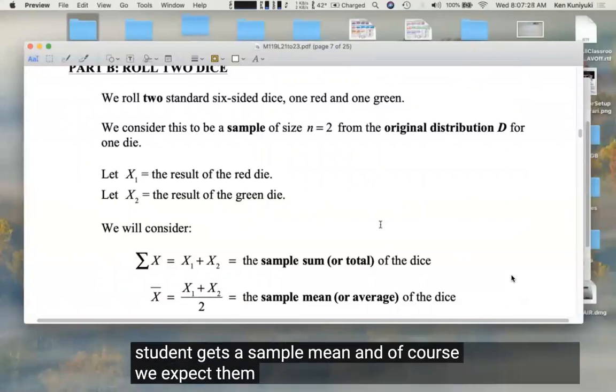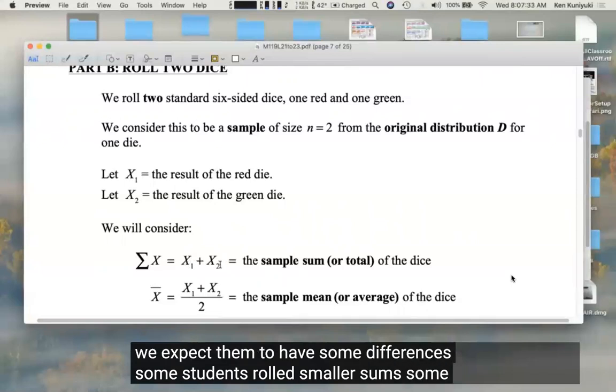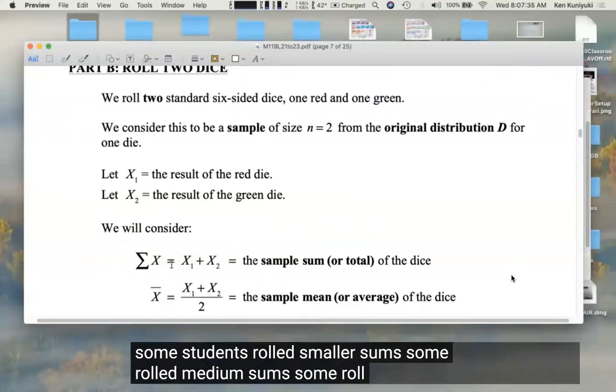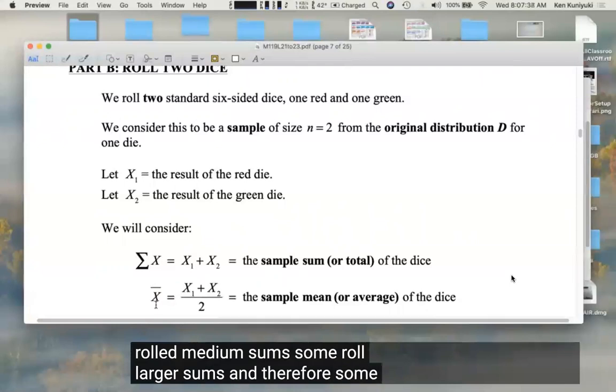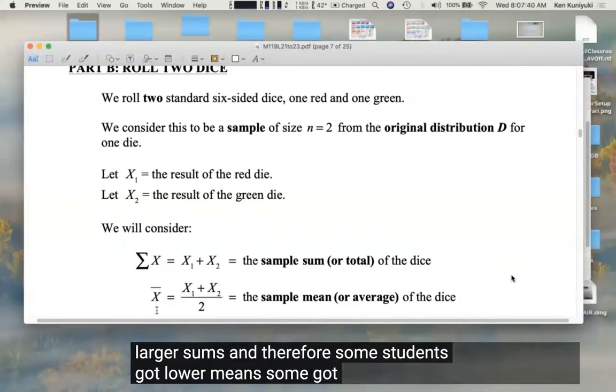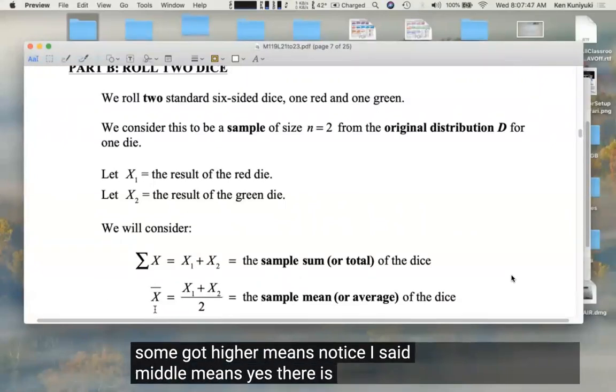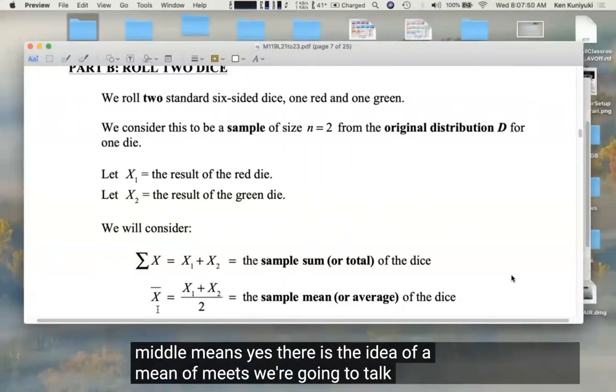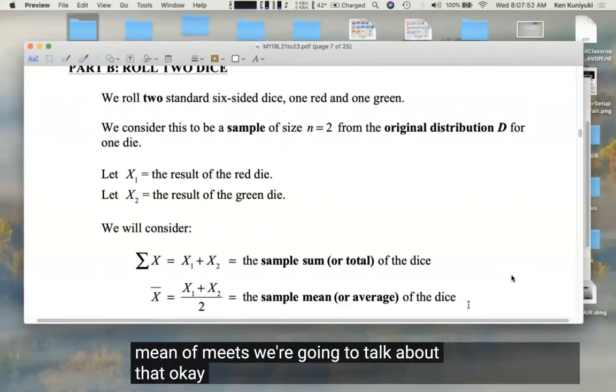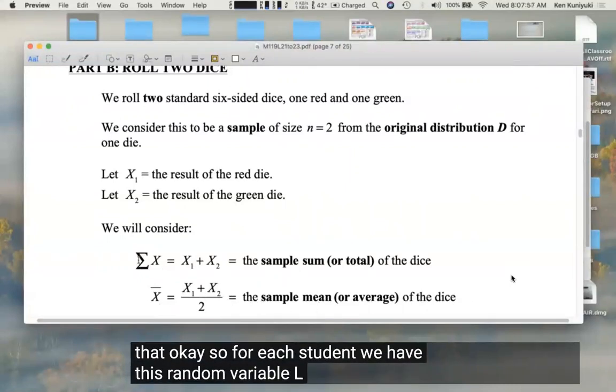And of course, we expect them to have some differences. Some students rolled smaller sums, some rolled medium sums, some rolled larger sums. And therefore, some students got lower means, some got middle means, some got higher means. Notice I said middle means. Yes, there is the idea of a mean of means. We're going to talk about that. Okay, so for each student, we have this random variable. Well, summation x, that's a random variable, and also x bar, that's another random variable.